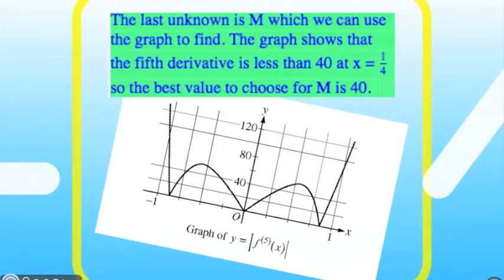M is the maximum value of the derivative of degree n plus 1 from the place where the polynomial is centered, in this case 0, to the x value you are approximating, in this case 1/4. The graph shows that the derivative is definitely less than 40 on the interval 0 to 1/4.